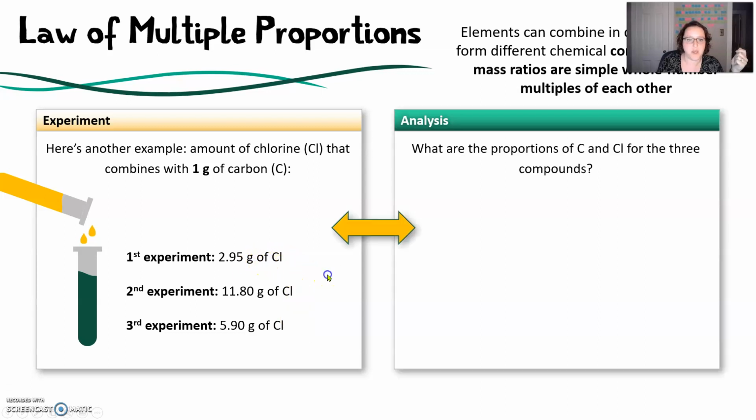So, Dalton proposes that the 3 compounds that are formed will have varying amounts of chlorine based on the whole number ratios we see between the number of grams, with the second run representing a compound with 4 times as much chlorine per carbon as the first run, and the third run representing a compound with just twice as much chlorine per carbon as the first run.